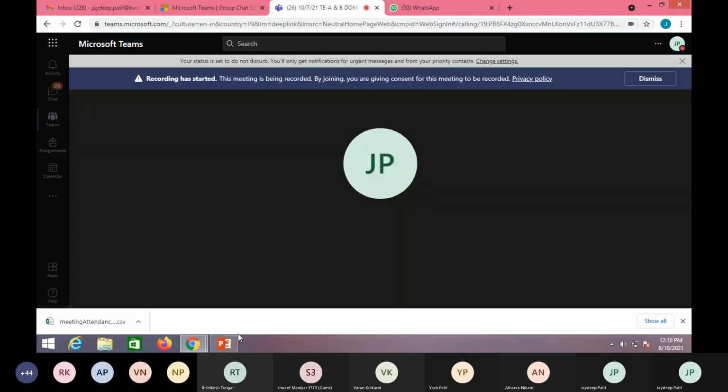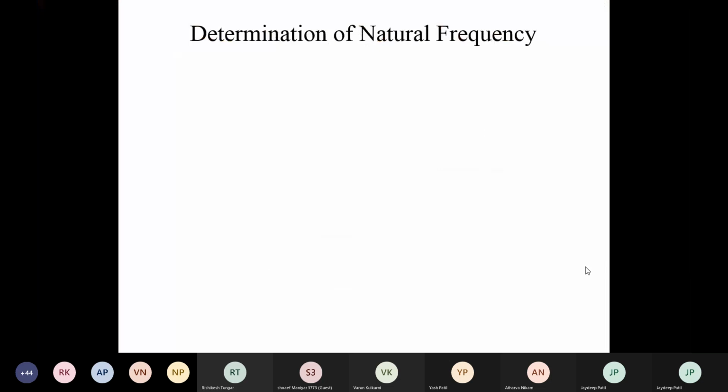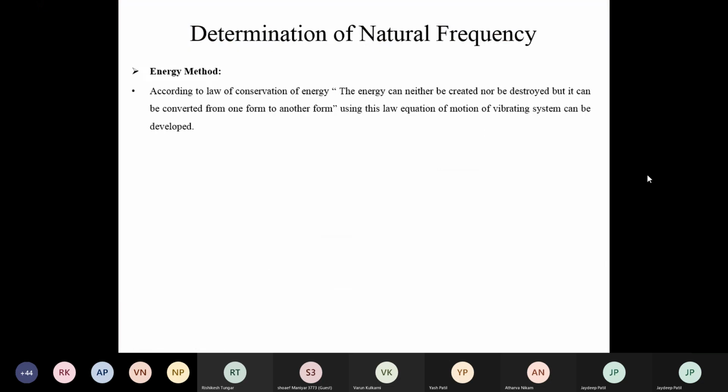Now here I will show you the PPT. Now, the energy method. Energy method means you can use the principle of conservation of energy. Energy can neither be created nor be destroyed, but it can be converted from one form to another. This law can be applied to develop the equation of motion of the vibrating system.